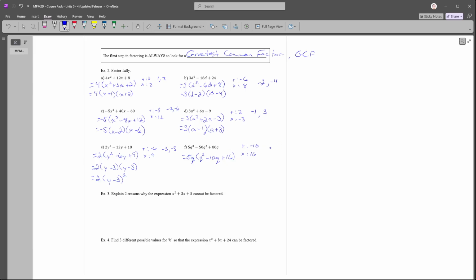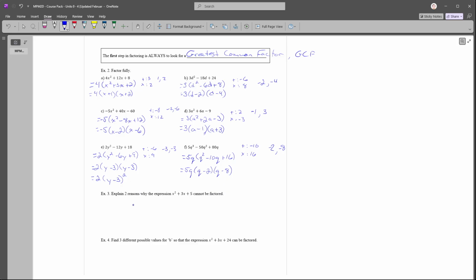Okay, so let's see. 1 and 16? No. 2 and 8? Does that work? Yeah. 2 plus 8 is 10, and 2 times 8 is 16. So we're going to write our 2 and 8. Both the same sign, and both negatives. There we go. Now we write it out. 5q, and then the next one here is the square root of our first term, which is q, and then minus 2, and q minus 8. Okay, hopefully everybody's getting a little bit more comfortable with this as we go.